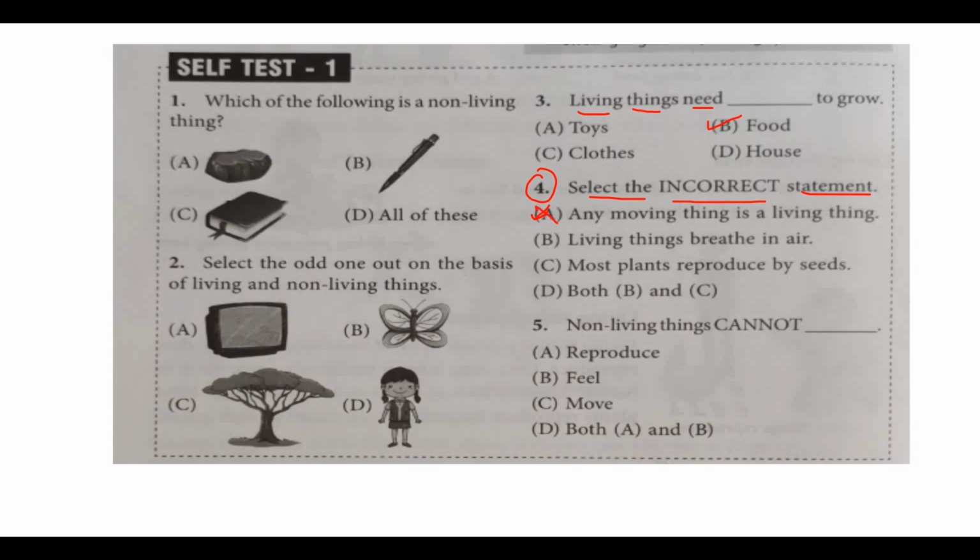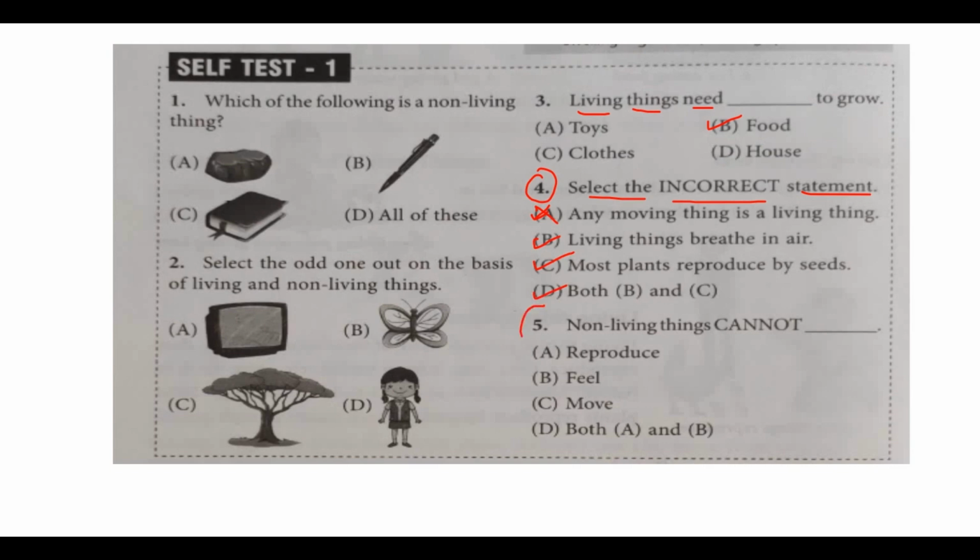The first option itself is incorrect. Because any moving thing is not a living thing, because non-living things also move. They cannot move on their own, right? So we have option B: living things breathe in air. This is a correct option. Most plants reproduce by seeds. Correct option. Both B and C are correct. So incorrect is any moving thing is a living thing, because there are some non-living things that also move. The best example is air. If paper is moving a little because of the presence of air, the paper is not a living thing. It is moving because of the air.